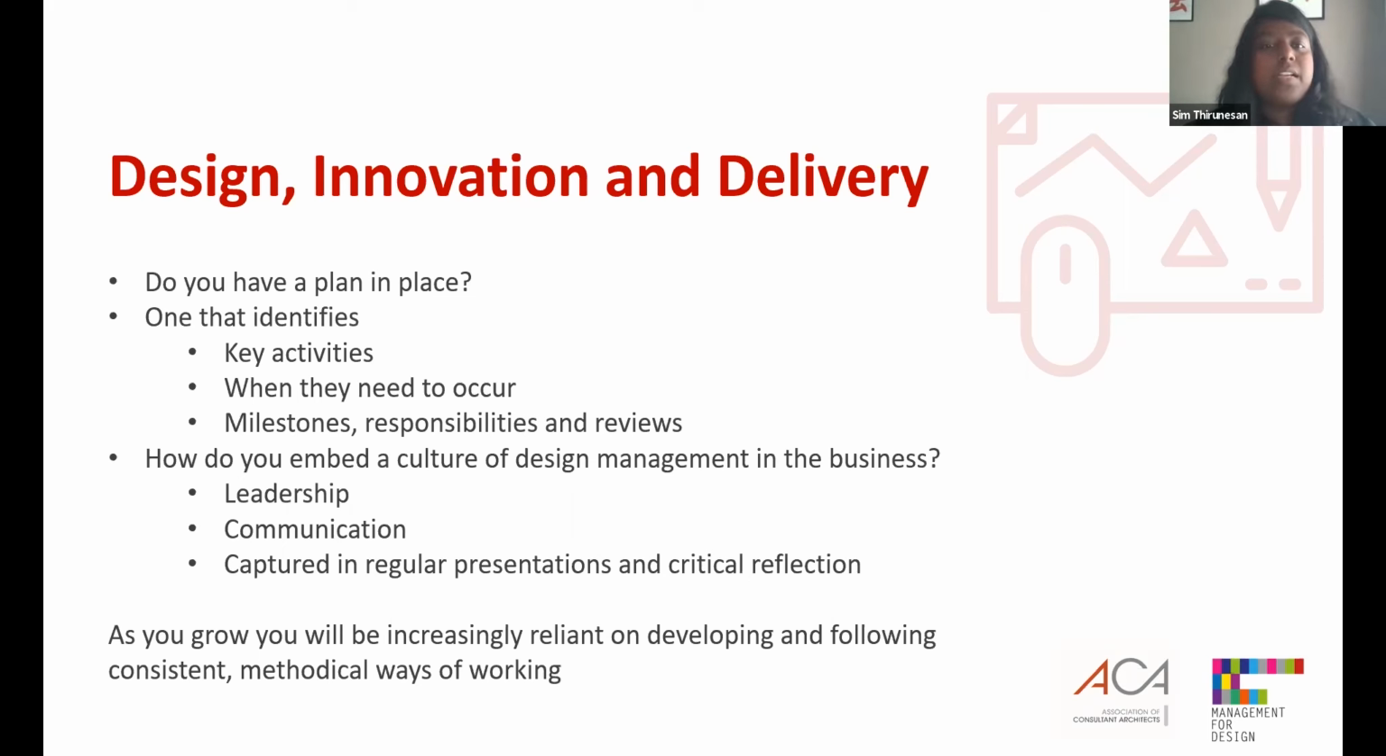Typically, as your business becomes larger, you'll be increasingly reliant on developing and following ways of working that are consistent, methodical, and aligned with your studio's culture. Effective design management threads the needle of creative freedom and consistency.